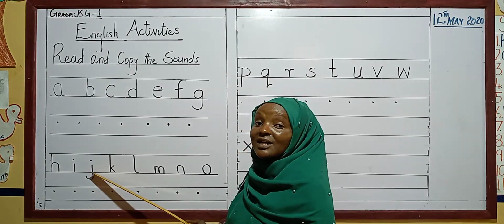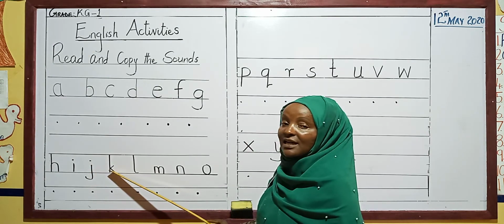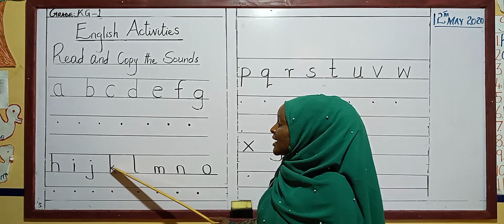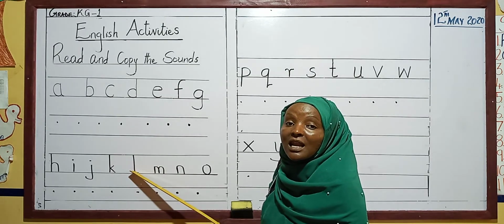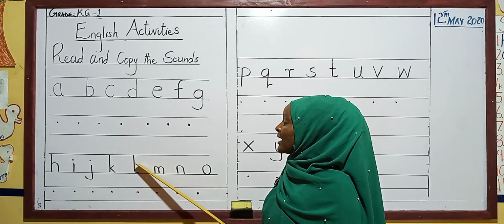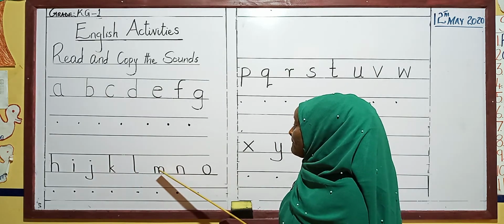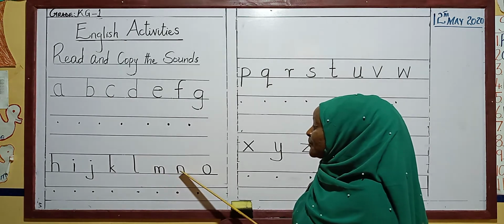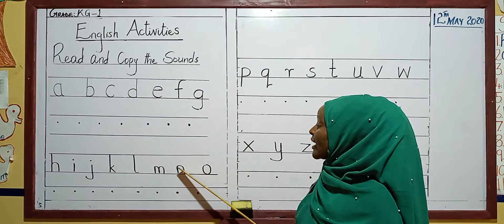J, J, J for jug. K, K, K for kite. L, L, L for leg. M, M, M for mat. N, N, N for net.